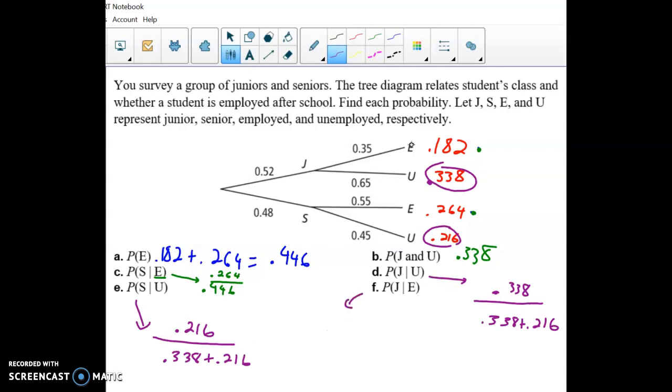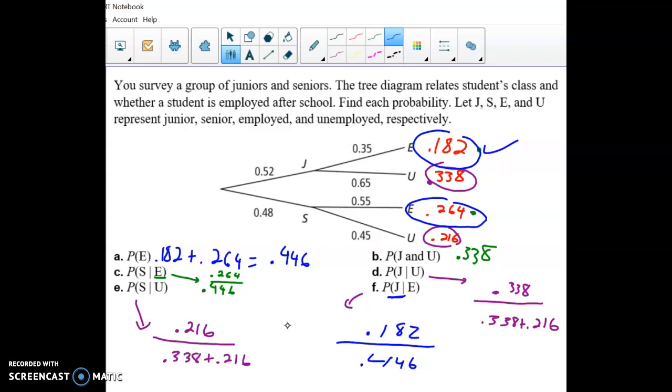Okay, last one then, maybe I'll do a different color just to mix it up here. So junior, given that you're employed. Here my bottom's going to be the employed numbers, which are these two. That was actually letter A up here. So my bottom number is the employed people. And out of those employed people, which ones are juniors? That would be this one up here. So it would be those two numbers divided. And I'm not going to divide them all out. You really can if you want, but hopefully that gives you the concept at least of what a conditional probability means.